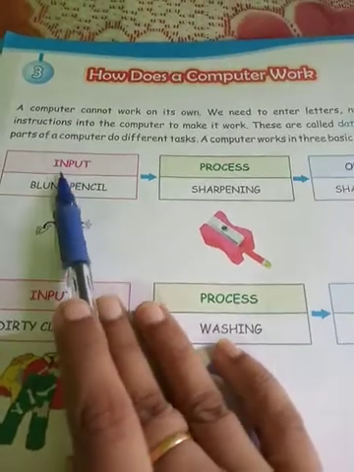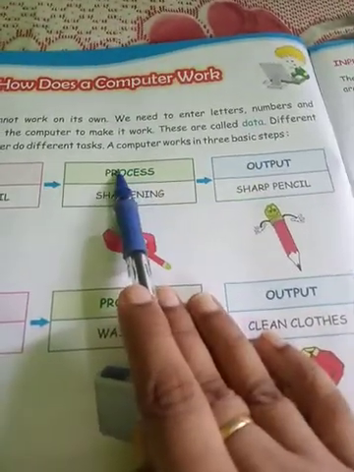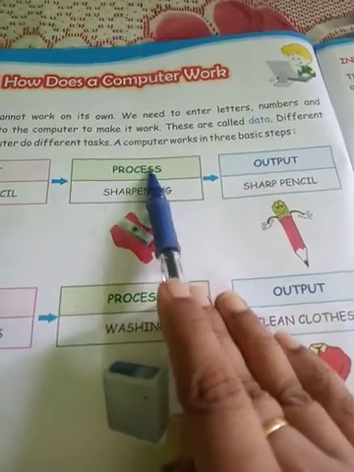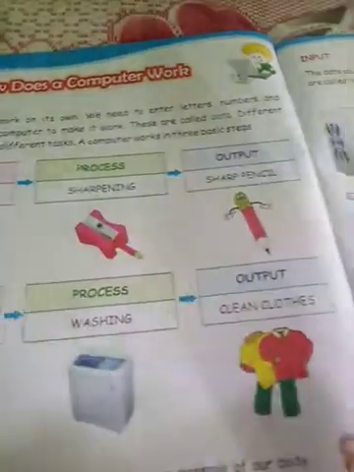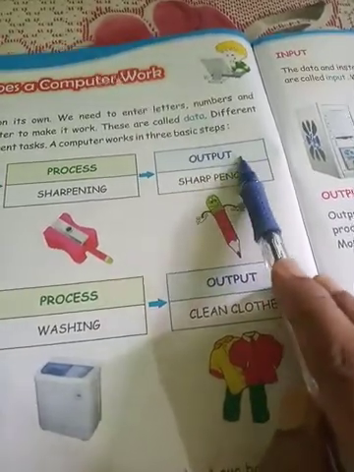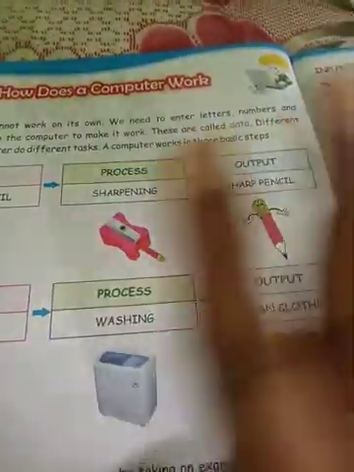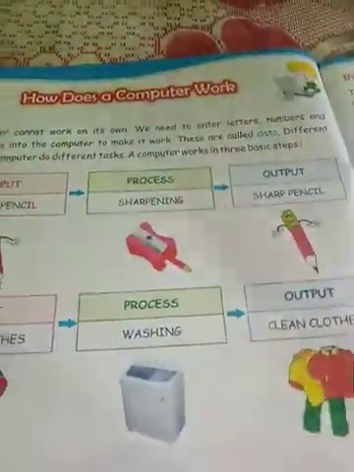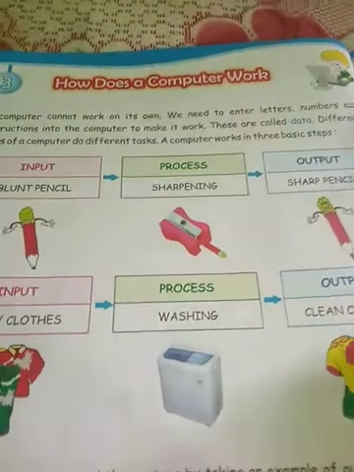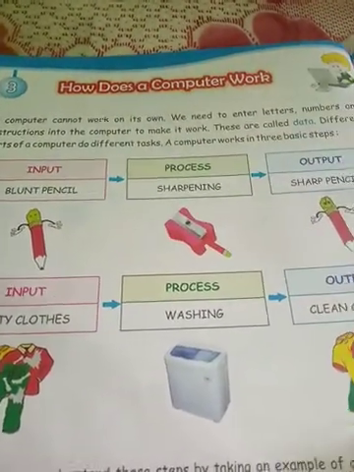Input. I-N-P-U-T. Input. Process. P-R-O-C-E-S-S. Process. And last one is output. O-U-T-P-U-T. So input, process and output are 3 basic steps on which computer works. Now I will make you first understand with the basic examples.